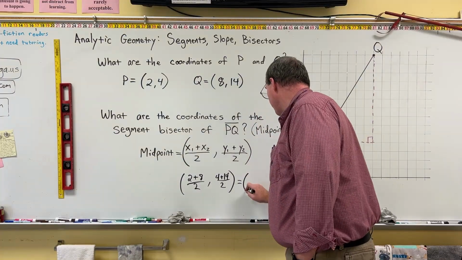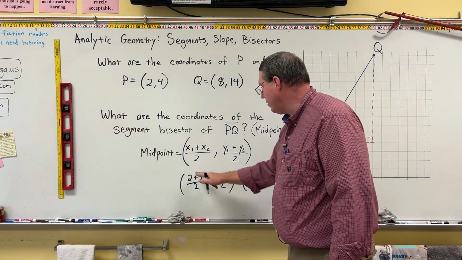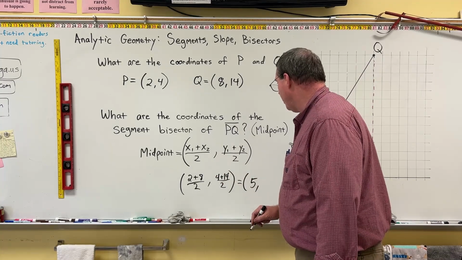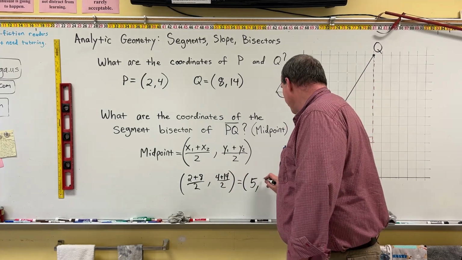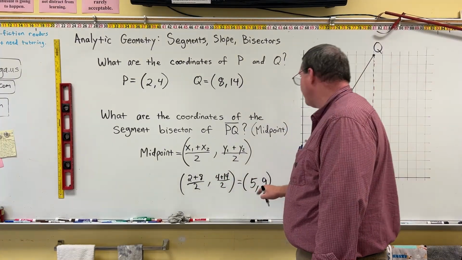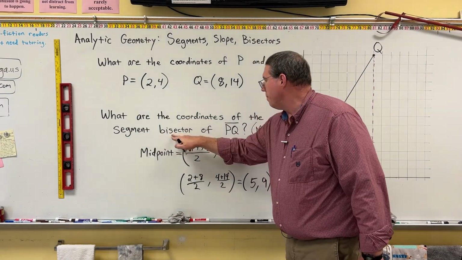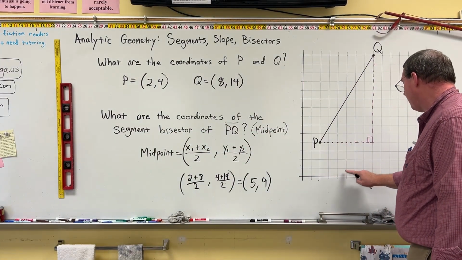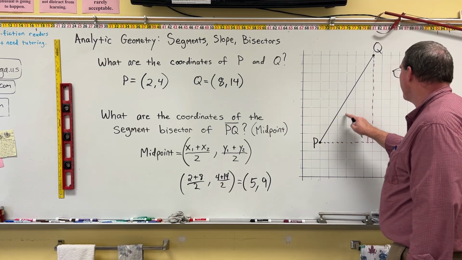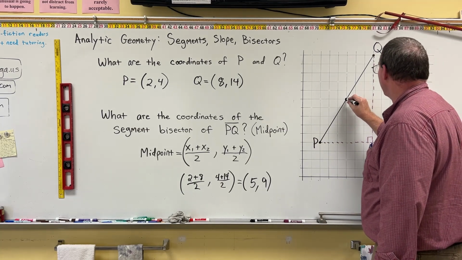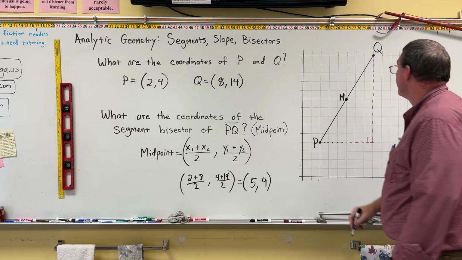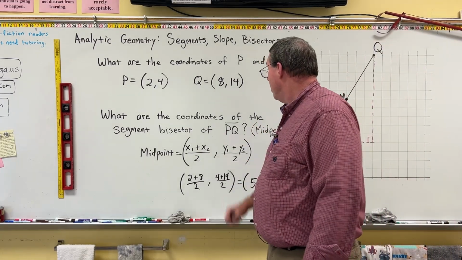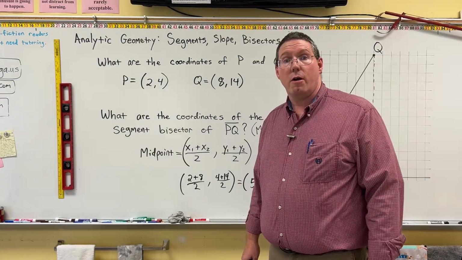And that becomes 2 plus 8 is 10. 10 divided by 2 is 5. 4 plus 14 is 18. Divided by 2 is 9. And so the point 5, 9 is the segment bisector of PQ. 1, 2, 3, 4, 5. 1, 2, 3, 4, 5, 6, 7, 8, 9. There it is right there. We'll call that point M. And that is how to identify the segment bisector of a line segment that is on a coordinate plane.